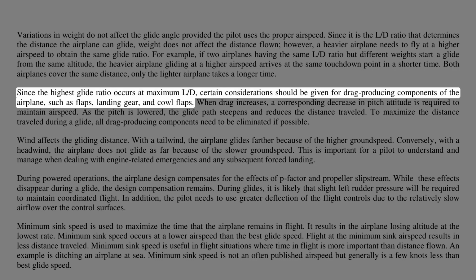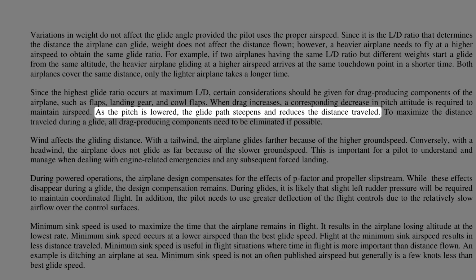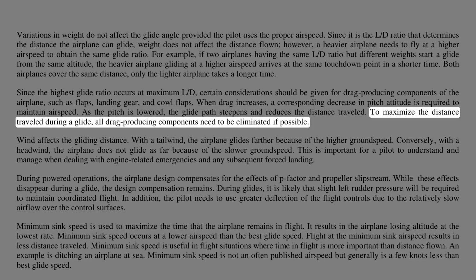Since the highest glide ratio occurs at maximum L/D, certain consideration should be given for drag-producing components of the airplane, such as flaps, landing gear, and cowl flaps. When drag increases, a corresponding decrease in pitch attitude is required to maintain airspeed. As the pitch is lowered, the glide path steepens and reduces the distance traveled. To maximize the distance traveled during a glide, all drag-producing components need to be eliminated if possible.